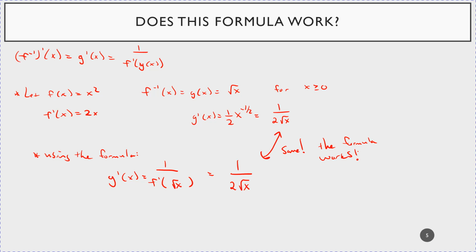All right. So let me just do one quick example about this, just so you can see another way that this formula is used, and something that might come up on your homework.